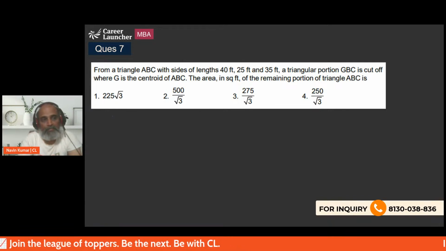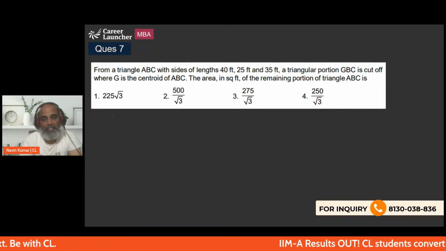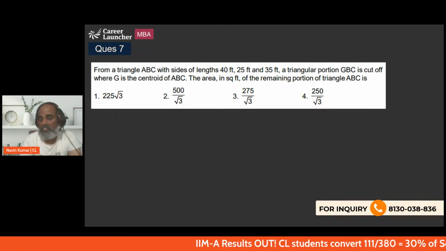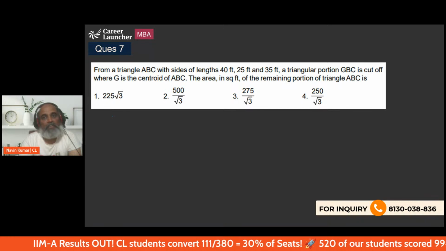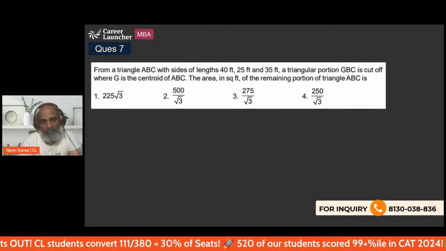Another one. From a triangle ABC with sides of length 40, 25, and 35, a triangle portion GBC is cut off, where G is the centroid of ABC. The area of the remaining portion of the triangle ABC is?